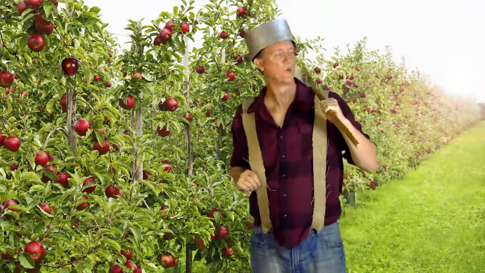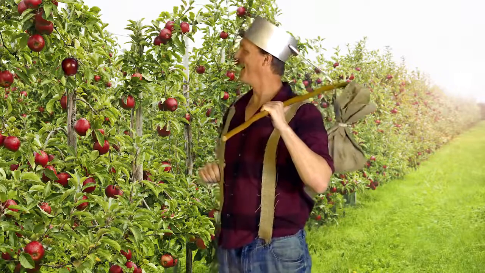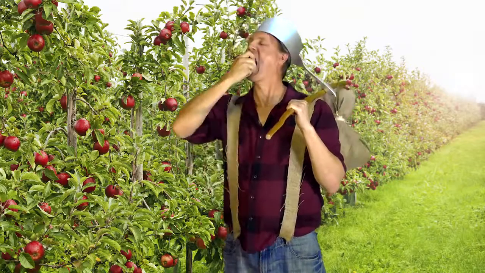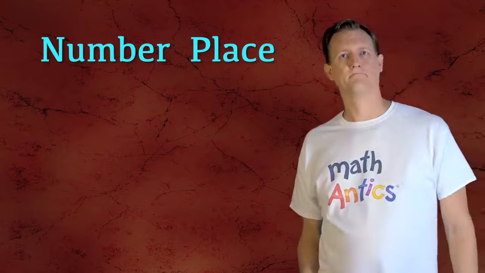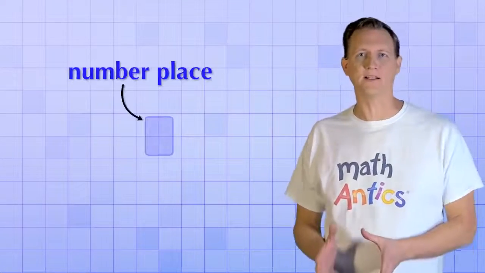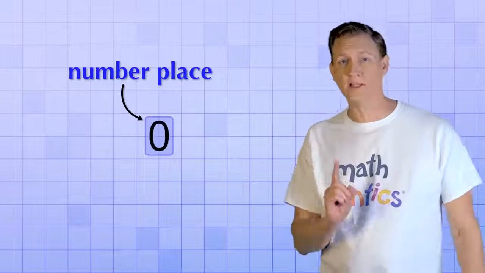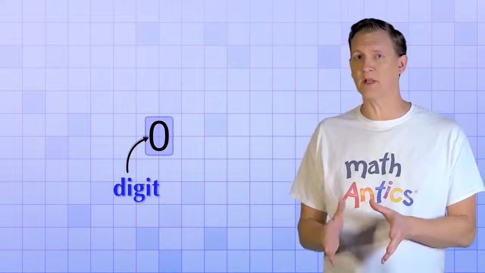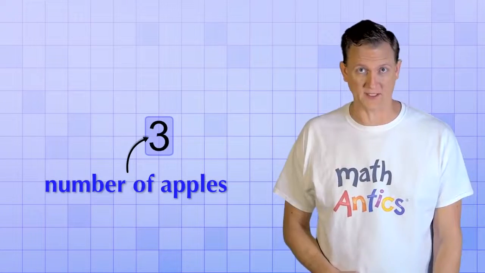To see how our number system uses these digits to represent amounts, let's pretend that we have an apple orchard full of apple trees, and each of these trees is loaded with big, juicy red apples that we need to pick and then count for our records. We're going to use something called a number place to count. The best way to understand a number place is to imagine that it's like a small box that's only big enough to hold one digit at a time. As we count, we'll change the digit that's in the number place to match how many apples we've picked.